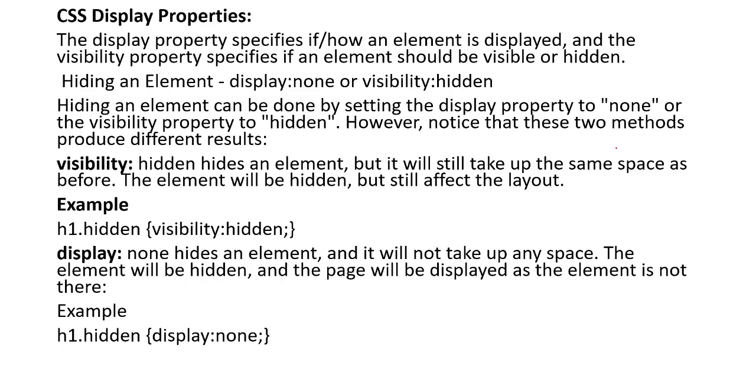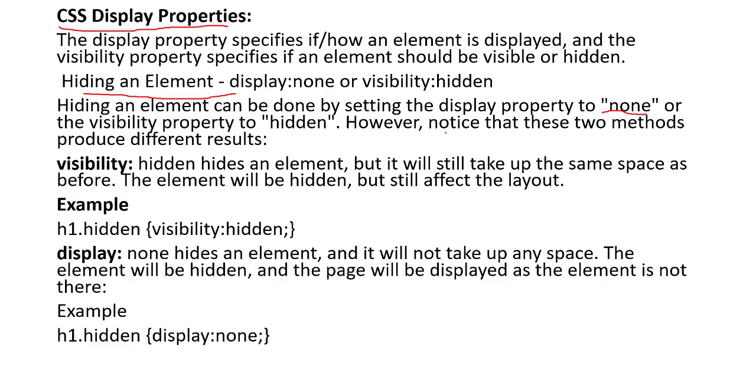After that, CSS display properties. The display property specifies how an element is displayed, and the visibility property specifies whether an element should be visible or hidden. Hiding an element can be done by setting the display property to none, or the visibility property to hidden.